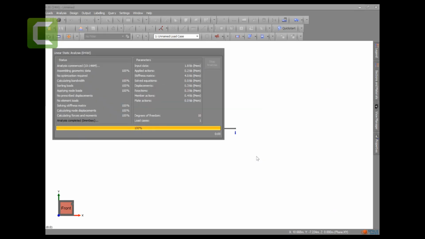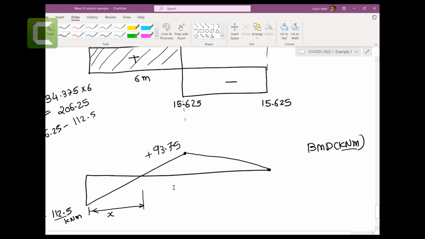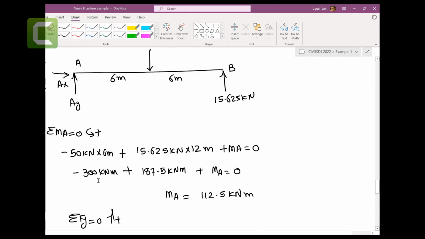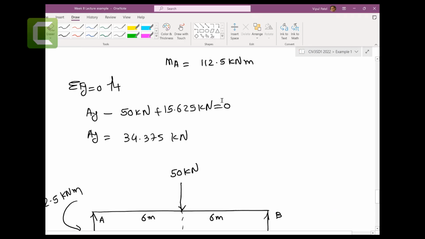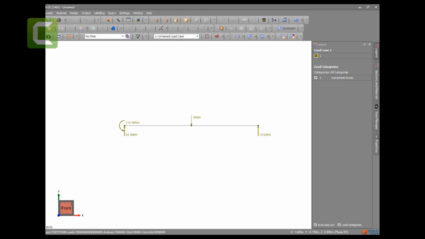OK, that's finished. If you want to put the wire, you can put the wire. And if you want to turn off this, so you can clearly see. If you want to first see reaction forces, 34, 15, 112.5. That's what we got, right? 112.5, 34, 15, 112.5. That is correct.